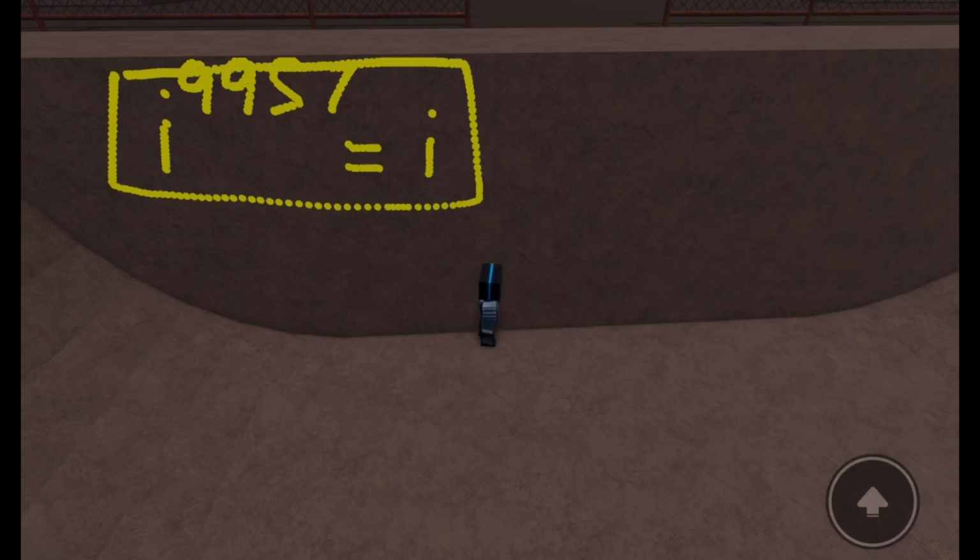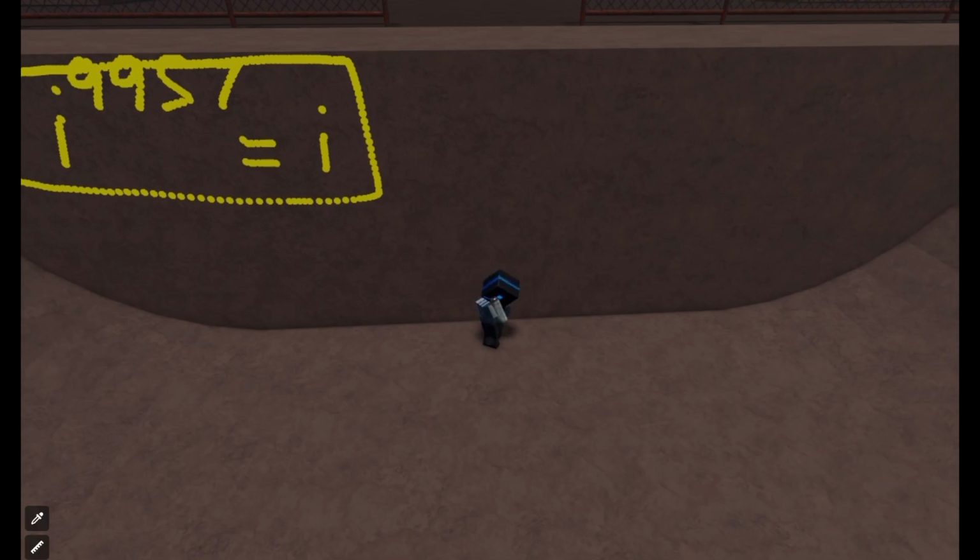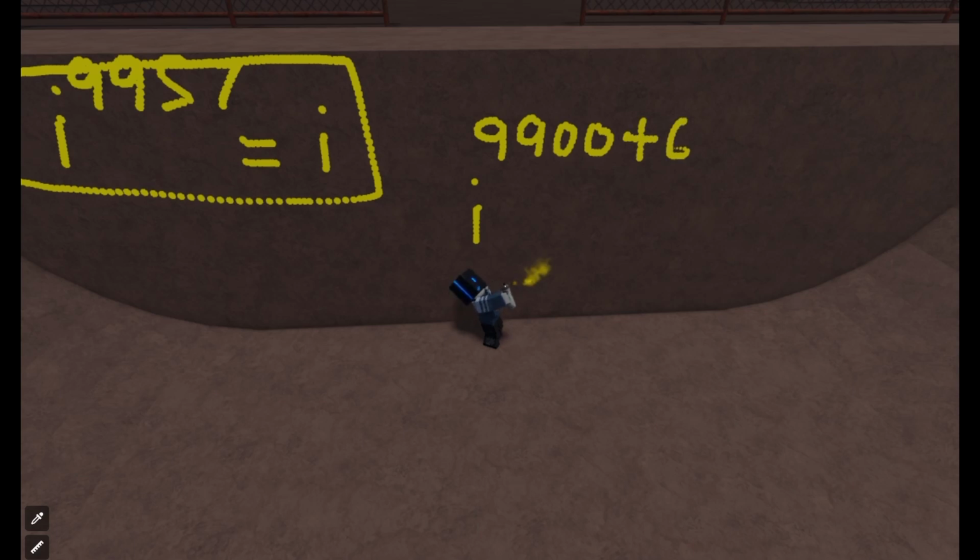How can you do that without a calculator though? Let's try this. I'm going to start at i to the 9900 power. This is divisible by 4 because this number ends in 2 zeros. If a number ends in 2 zeros, it's divisible by 4. Then I'm going to add 60 to it, because 60 is divisible by 4. But now I've gone above 9957. So let me just subtract 4.